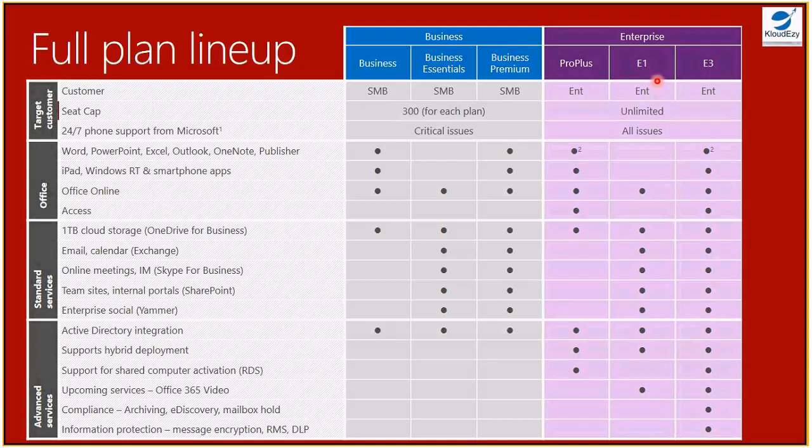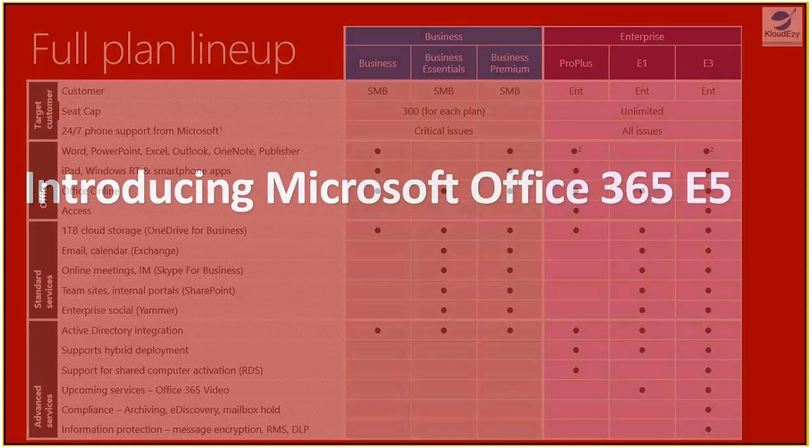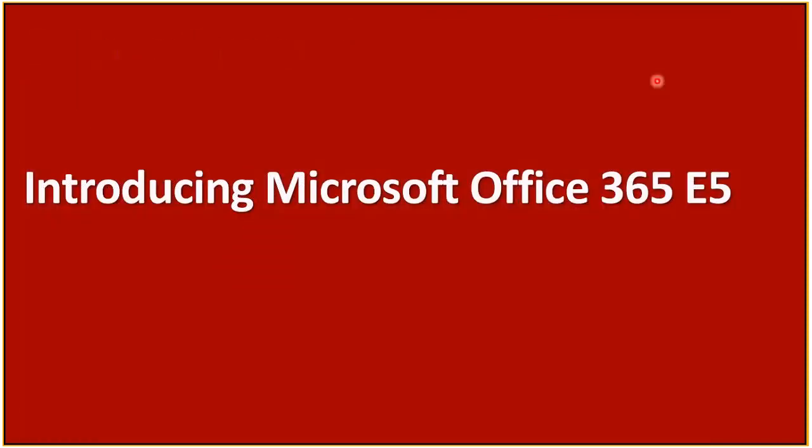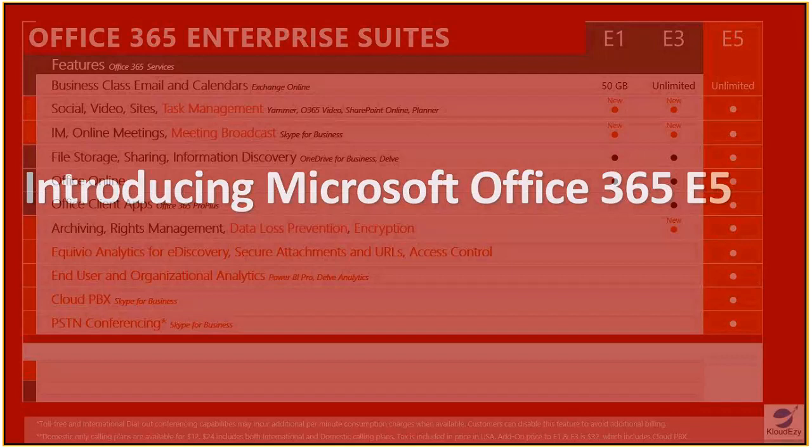Next, let's jump to Microsoft Office 365 E5. E5 is a new product which has been launched by Microsoft within the enterprise segment of the business. You can see the difference between E1, E3, and E5. The difference is that in E5 you get a couple of more features which are not there in E3.